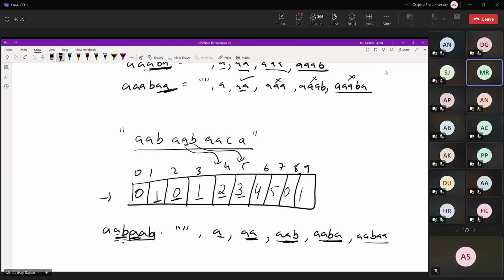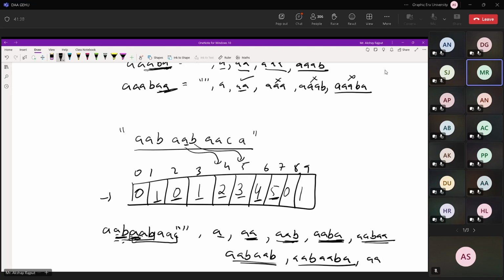Now we get again A, so we add AAB. Is this a suffix here? No. AABA? No. Is this a suffix here? Yes. AABA, 4. So we get 4 here. Next, again, we will add an A, so we get AABAA. Is this a suffix here? No. Is this a suffix here? No. Is this a suffix here? AABAA? Yes, AABAA is a suffix. So we get 5.